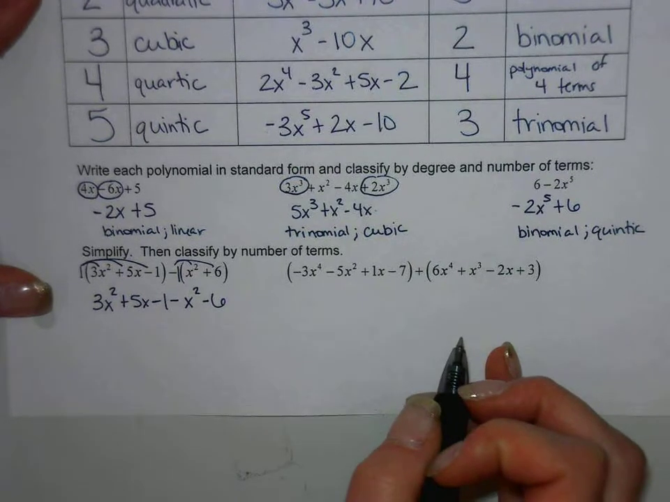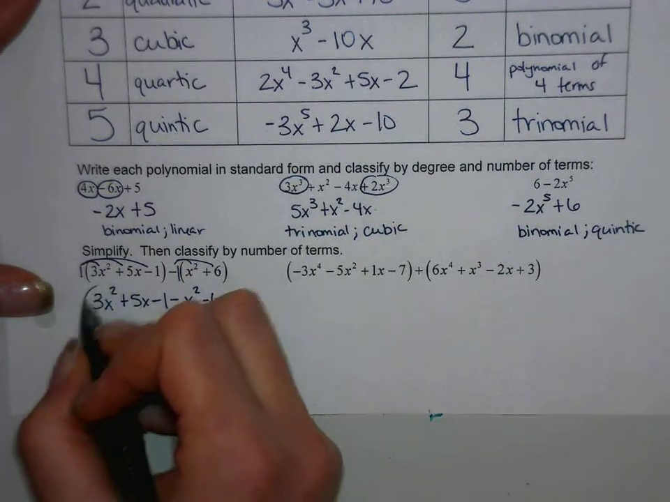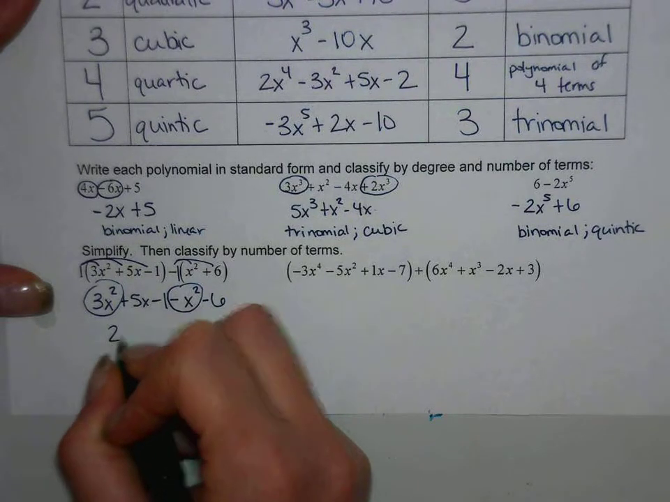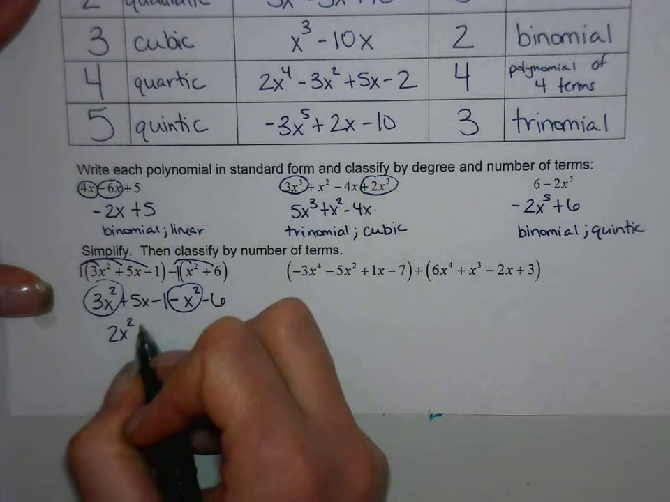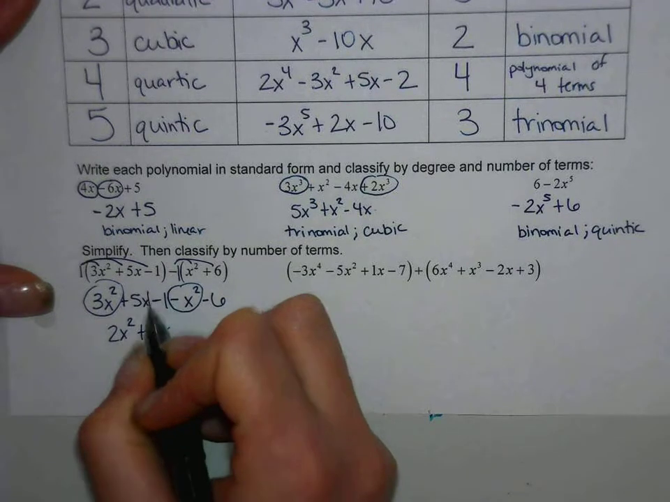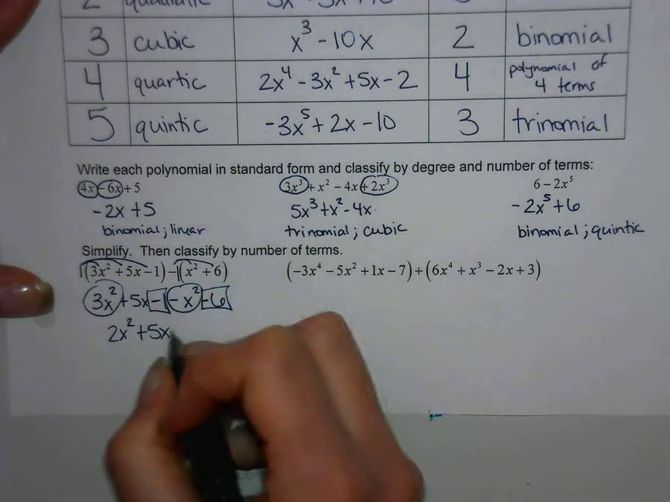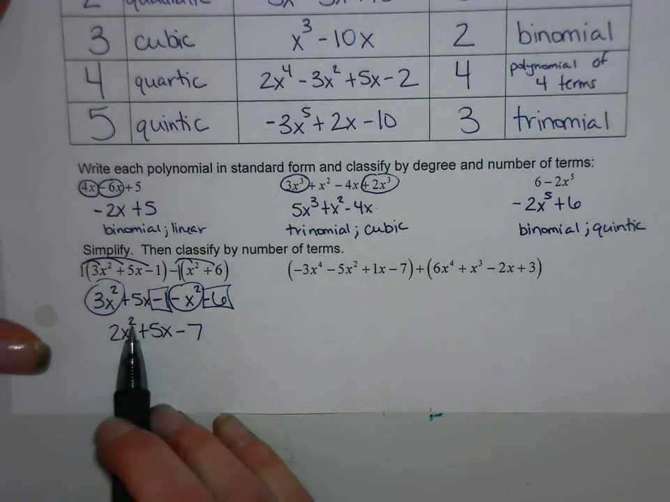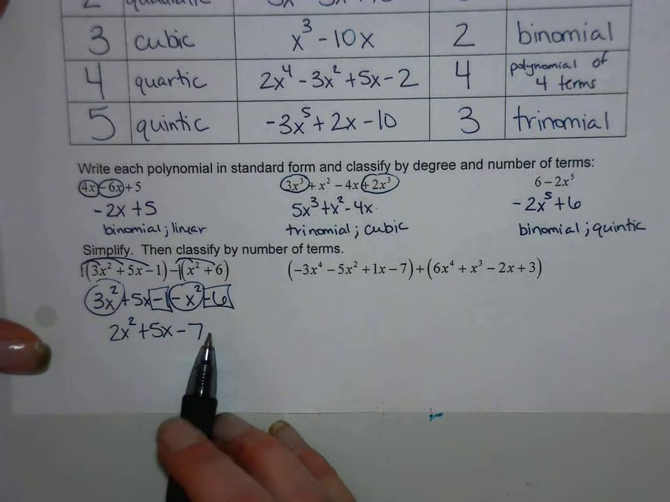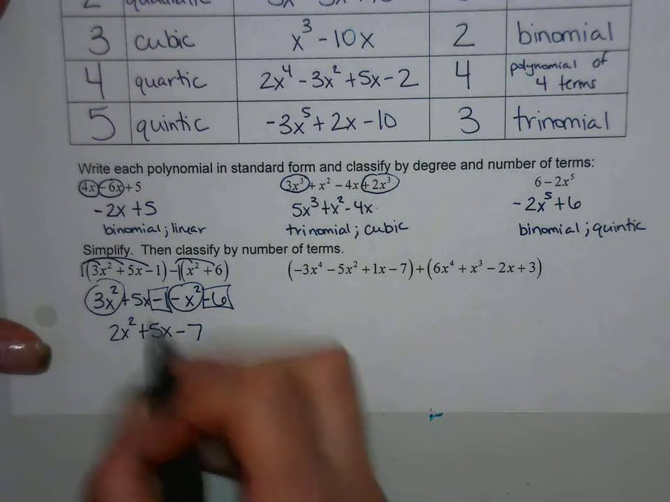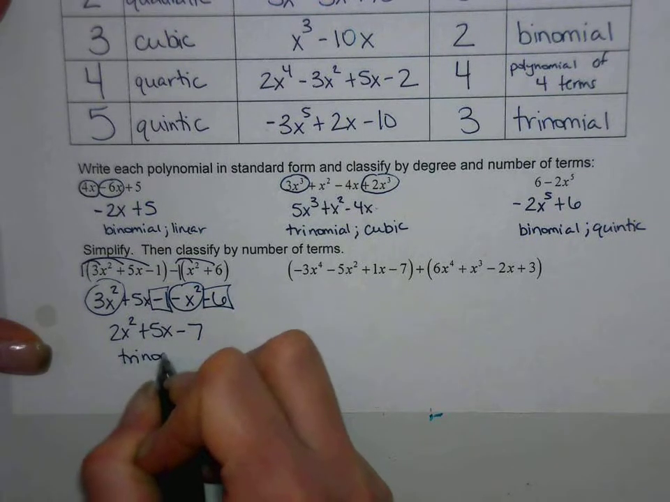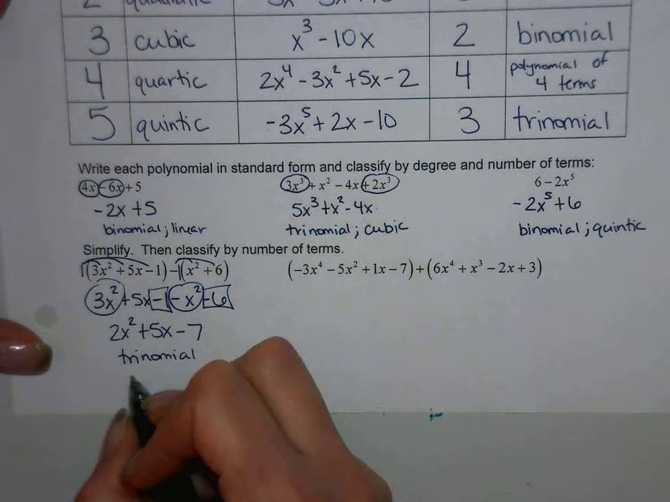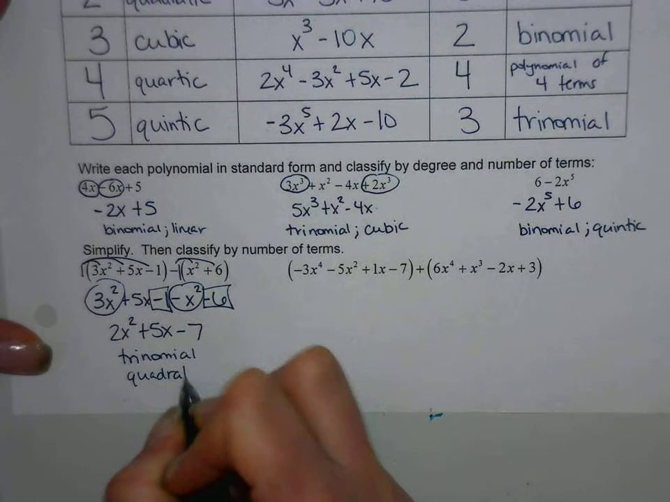So let's simplify by combining our like terms. So we have 3x squared and a negative x squared. So that means we have 2x squared. We can't combine anything with our 5x. And then we have negative 1 and our negative 6 combining to be negative 7. So now this is in standard form because we're going from a degree of 2 to a degree of 1 to a degree of 0. We have 3 terms. So this is a trinomial. Our highest degree is a 2, so it's called a quadratic.